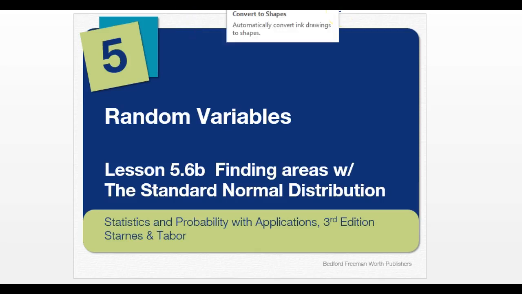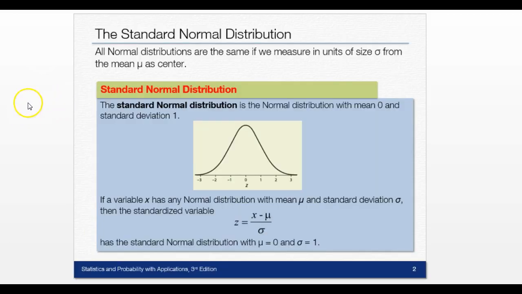All right, in 5.6b, we are continuing with the standard normal distribution, and we're going to find areas underneath the curve without using the empirical rule that we used in 5.6a. All normal standard distributions are the same if we measure in units the size of sigma, which is the standard deviation from the mean, mu, as the center. So we measure in standard deviations.